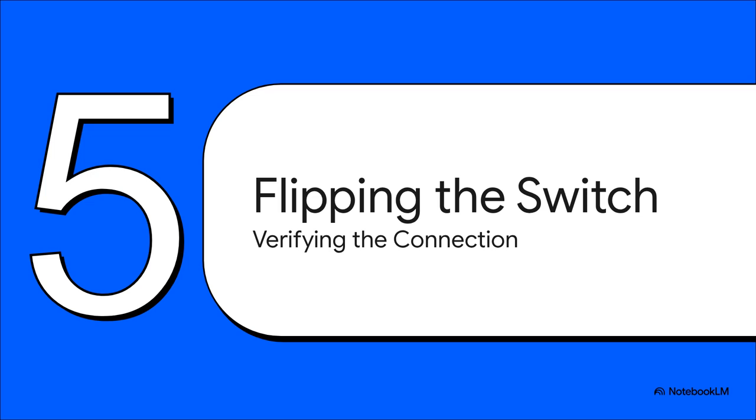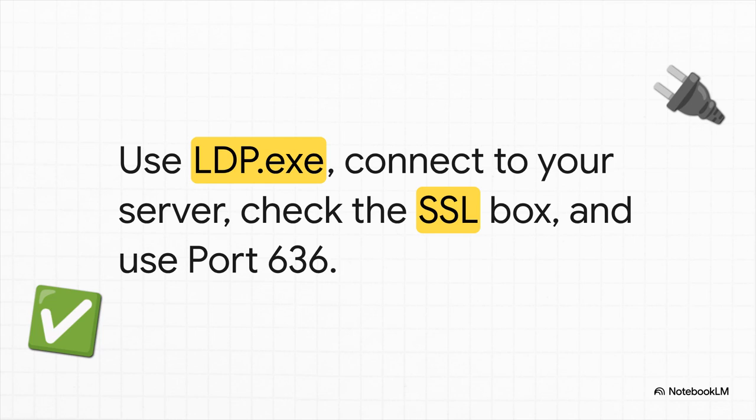All right, the hard part is over. You've followed the rules, you've forged the key, you've installed it in the right place. Now comes the best part. Let's verify that you've successfully flipped that secure switch. You can check this with a handy little built-in tool called LDP.exe. It's super simple. You tell it to connect to your server's full name, but this time you do 3 things differently. You tell it to use port 636, you check the box that says SSL, and you connect. If it connects successfully and you see all your directory info pop up, then boom, it's working, you're secure.